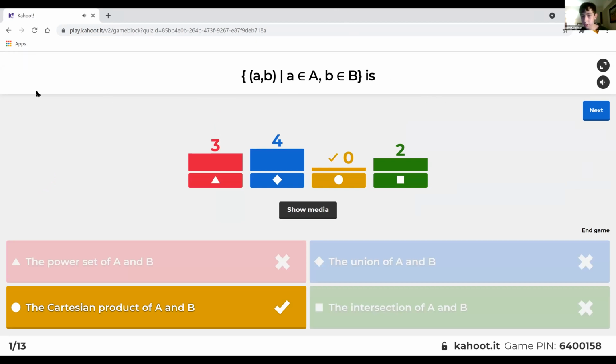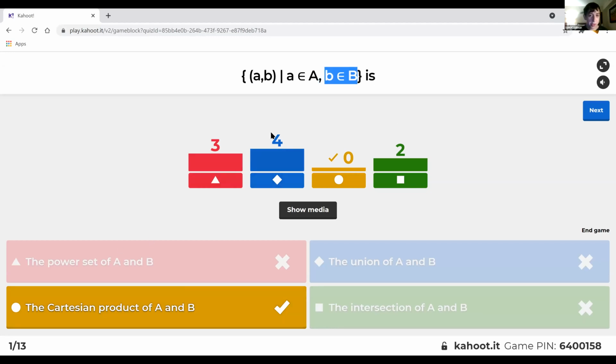Well, this one was hard, it looks like. So remember, the Cartesian product is a set of all ordered pairs with one element from one set and the other element from the other set. All possible ordered pairs that way. So we're going to have a and b such that a is in set A, and b is in set B.